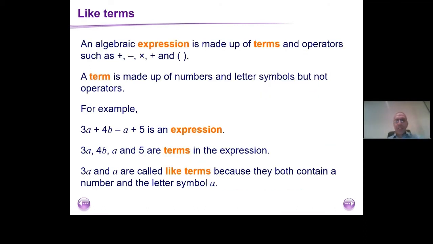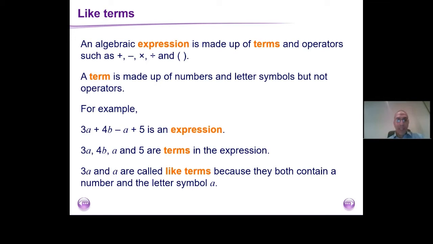So in algebraic expressions, they're made up of terms and operators. Operators are positive, plus, minus, multiply, divide, and brackets. So a term is made up of numbers and letters, but not operators. So 3a plus 4b minus a plus 5 is an expression, as we discussed previously. You can have any number of letters and numbers, but they do not have an equal sign. They're called expressions.